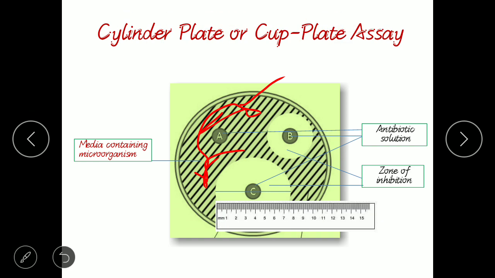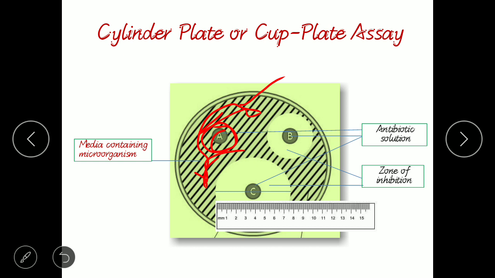Once this is prepared, you have to make certain holes in it. Okay, this will make a cylinder. Okay, once you remove this particular portion like A, B and C, and due to this antibiotic, it will get diffused through the agar medium. This diffusion of antibiotic across this agar cylinder, which is being created by the creation of the hole, right?